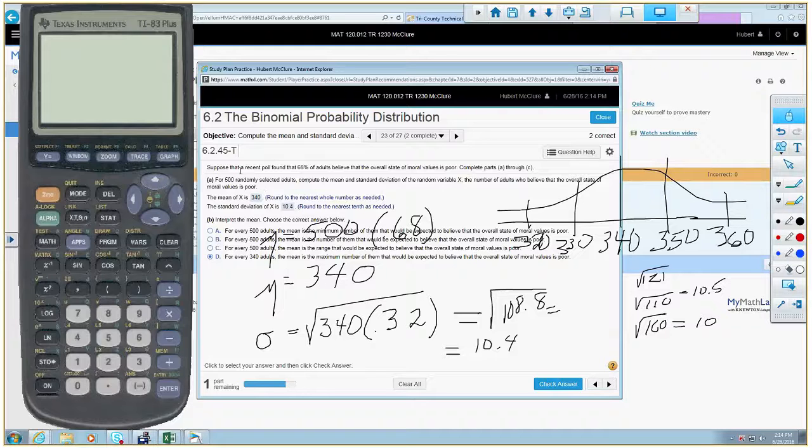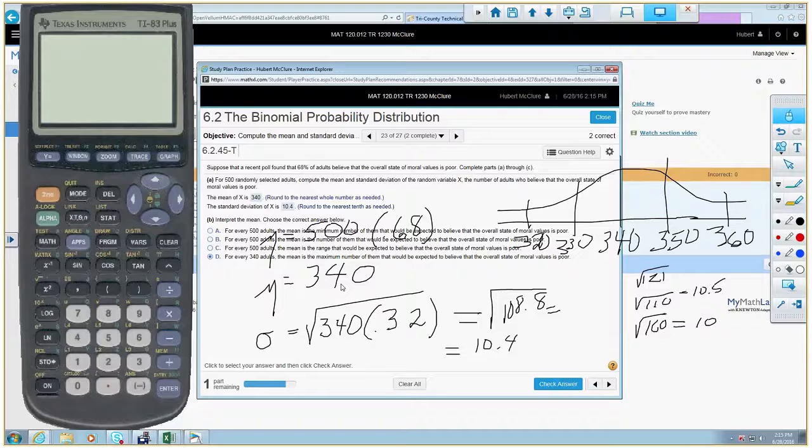Let me read. Suppose that a recent poll found that 68% of adults believe that the overall state of morals is poor. Okay? 68%. So that means 340 out of 500 say that the morals are what? Poor. That's what I'm trying to read.